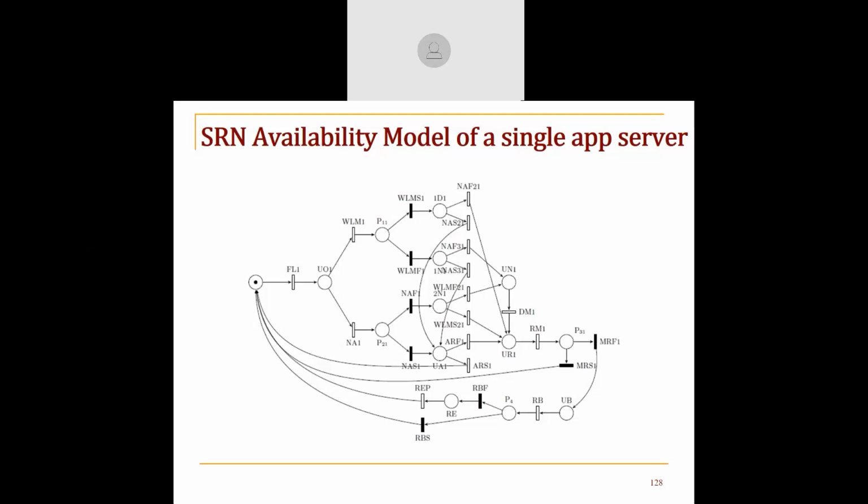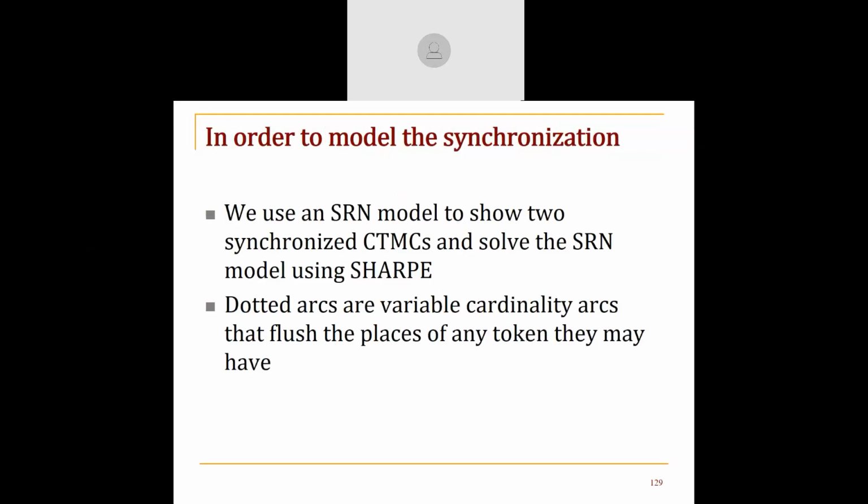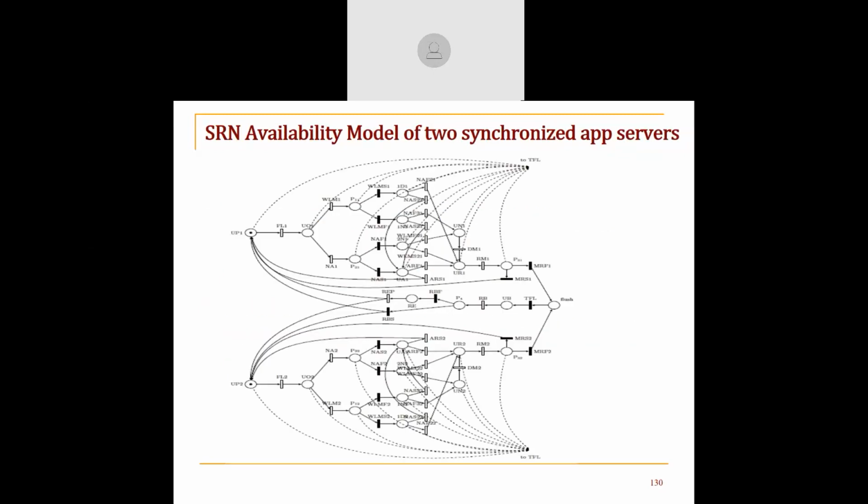So this is a trivially transformed Markov chain into the stochastic reward net, or stochastic Petri net, for a single app server. And then, just to verify, we use this SRN model to generate the Markov chain and check whether we got the same as before. And now we combine the corresponding SRNs into a single one. And this is what I came up with.